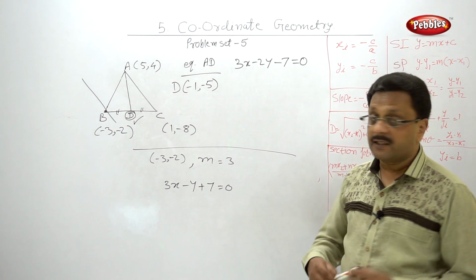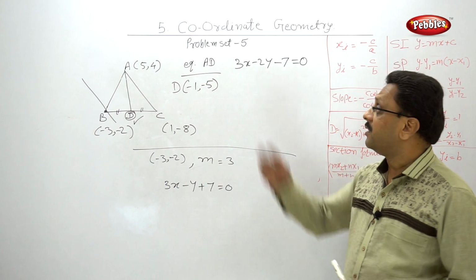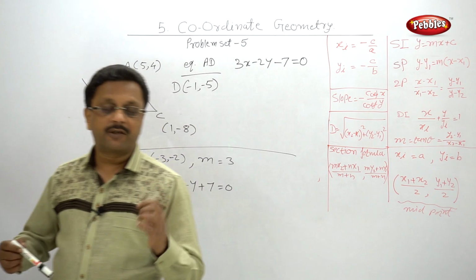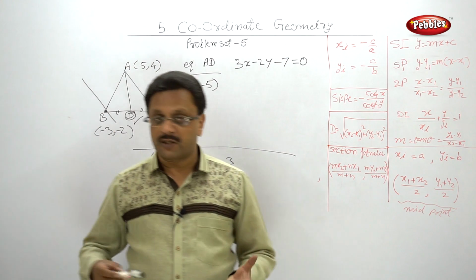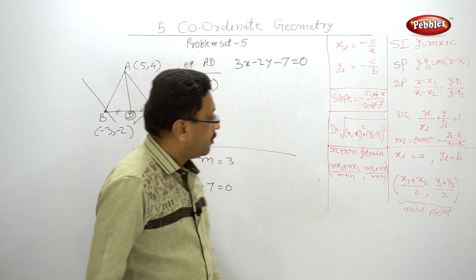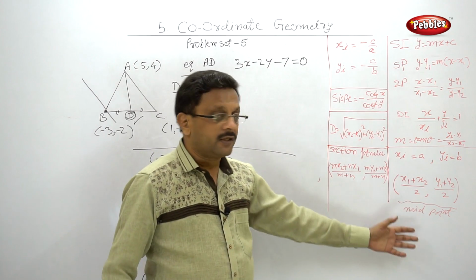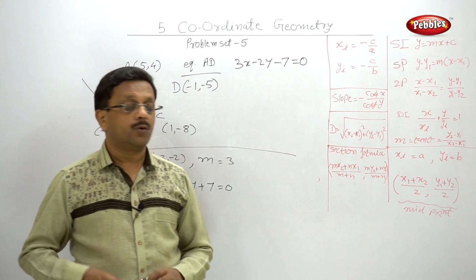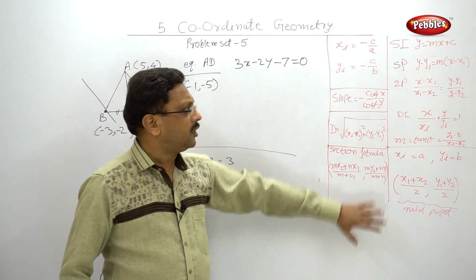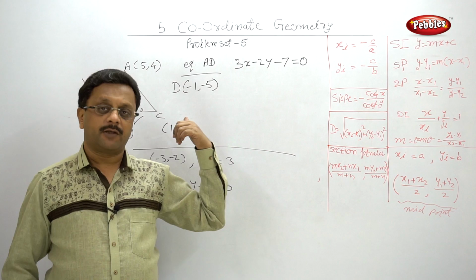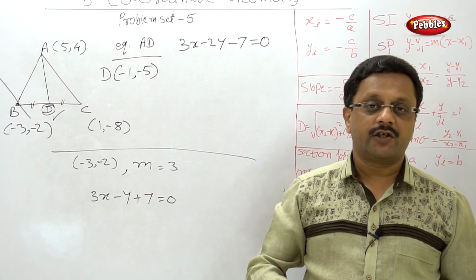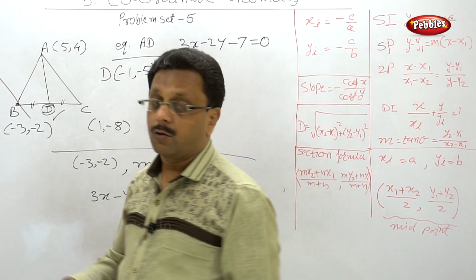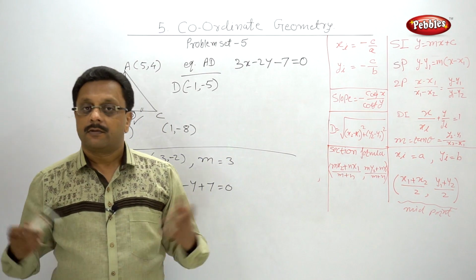So friends, as I told you, the examples in coordinate geometry are extremely simple, a little bit tricky where 5 marks or 4 marks are involved. Be sure that you have written all these formulas in your notebook and you know these formulas very well, because this chapter is based only on these formulas. So here we are finishing problem set 5, and along with that we have finished the coordinate geometry chapter. Thank you very much.